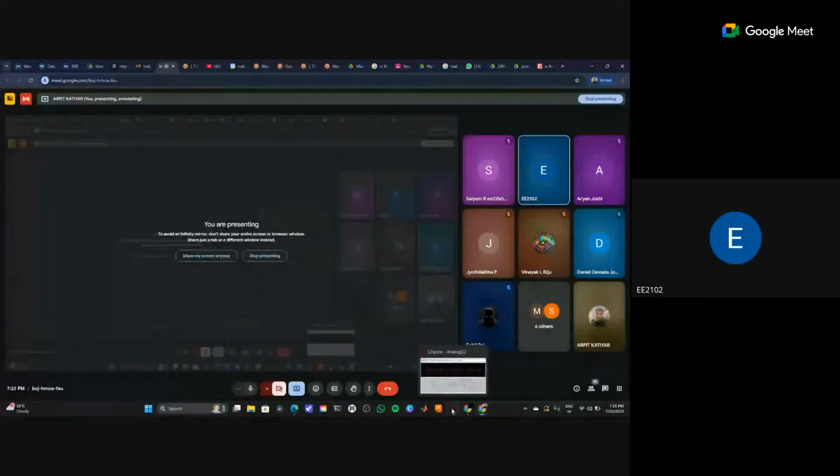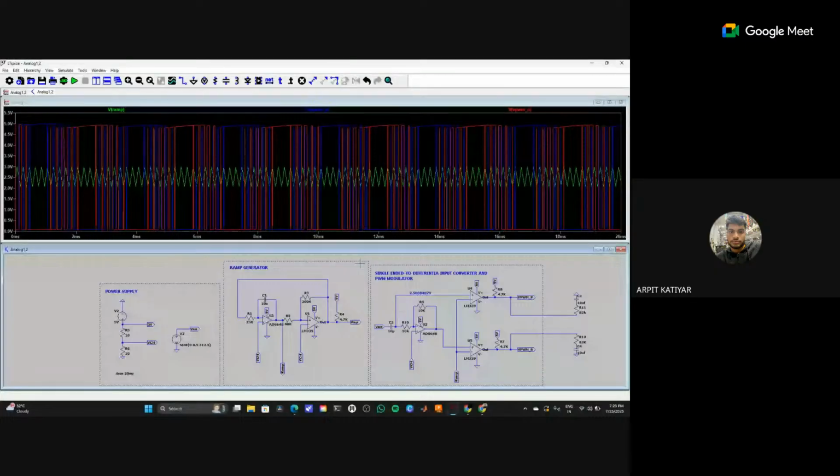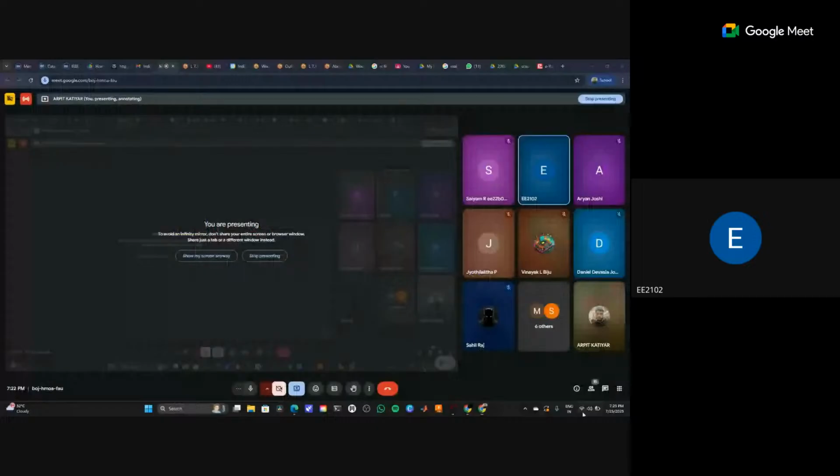So this is correct, right? The PWM signal is correct. You can zoom in on one part, so we can better verify. From that one we can say that it is correct, but if you show us one particular slot, we can better verify.